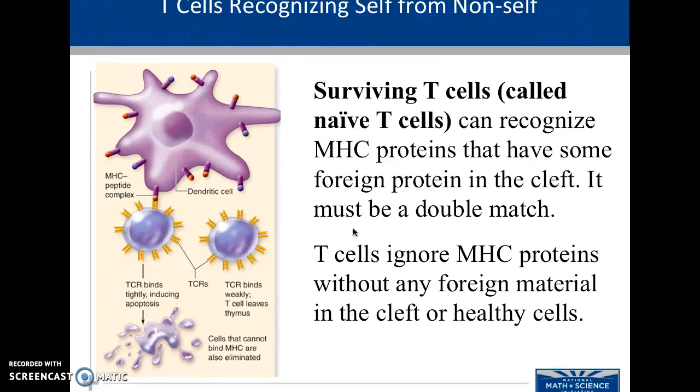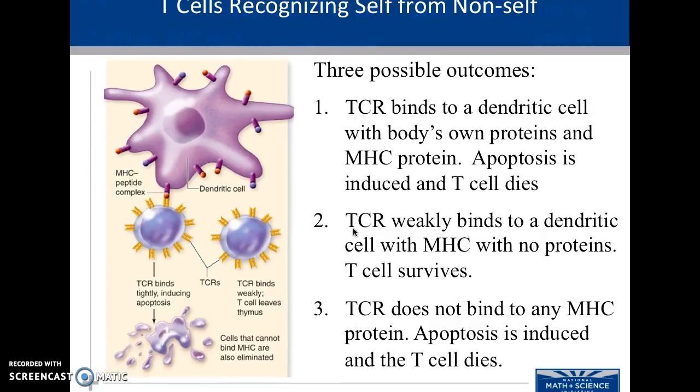What that means is that the only way that T cells are going to survive is if it weakly binds to a dendritic cell with MHC with no proteins.